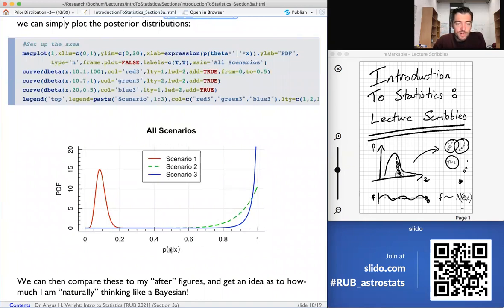So the posterior probability of theta given the data, in a purely Bayesian sense, the actual posterior probability for my priors, looks like this. Scenario 1 has a peak at around 10%, but is still fairly narrow. Scenario 2 has a strong peak at 1 and tails off moderately. And scenario 3 has a strong peak at 1 and tails off quite rapidly.